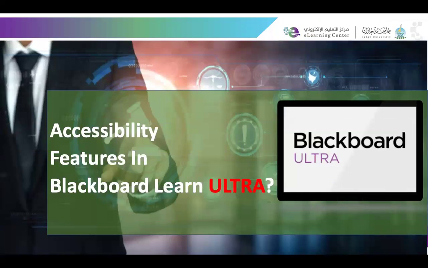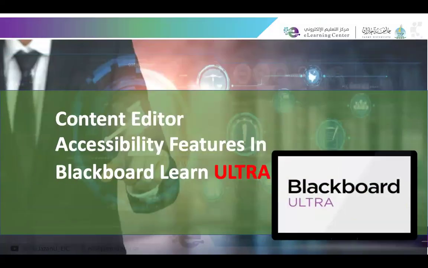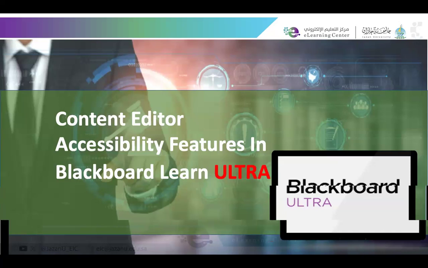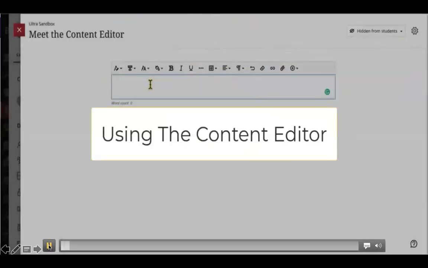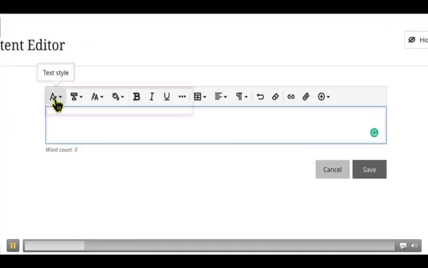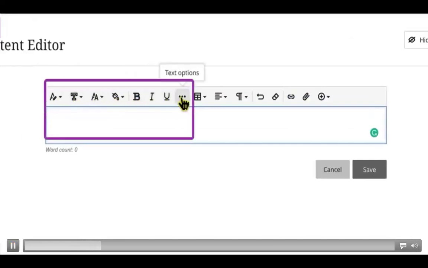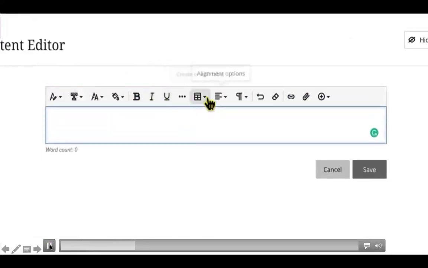Let's have a look at the accessibility features in Blackboard Learn Ultra. The first one is the content editor accessibility feature in Blackboard Learn Ultra. Let's have a look at how we will be able to make our content accessible and how we will be able to check it. The editor appears wherever you can format text. It provides text editing functions and much more. Let's take a look. Use the options in the editor to add headings, format text, and add tables.